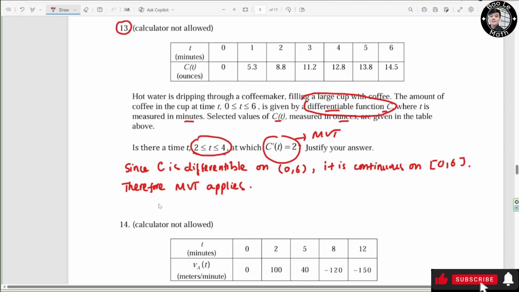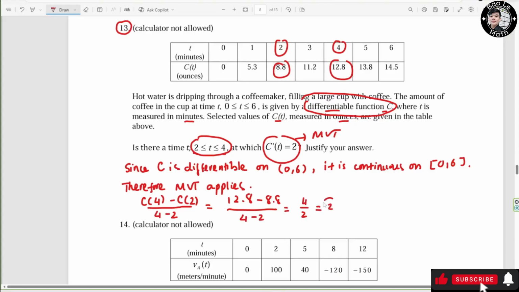within this interval, right? So we have c of 4 minus c of 2 over 4 minus 2. C of 4 is right here, 12.8. And c of 2 is right here, 8.8, divided by 4 minus 2. And it's 4 divided by 2, which is 2. This value is exactly this value, right? So we're going to say yes by the mean value theorem. There is at least one number t between 2 and 4 for which c prime of t equals 2.